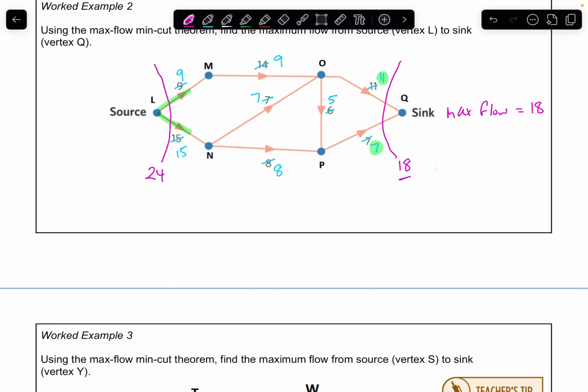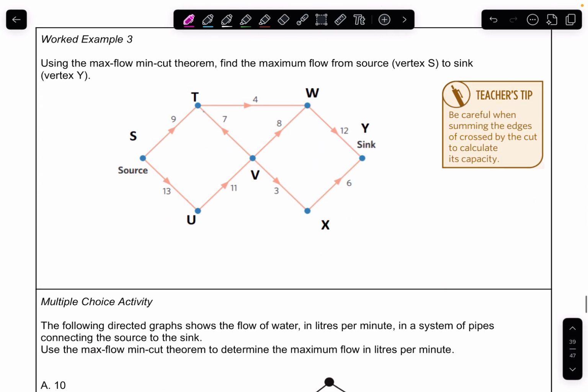Okay, so I would always use that to help you. So let's have a look here. Using the max flow minimum cut, find the maximum flow from the source to the sink. So we can see where the source and the sink are, here and here. And again, let's be strategic. So let's do these end ones first.